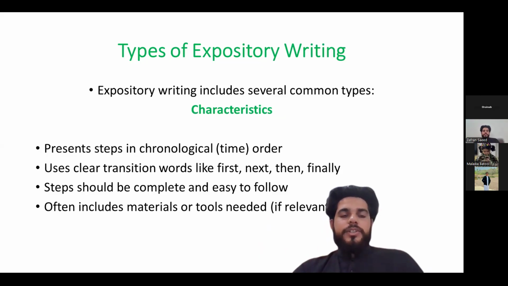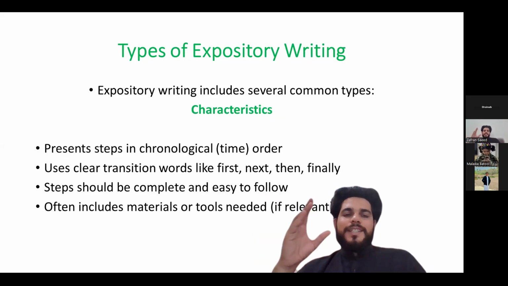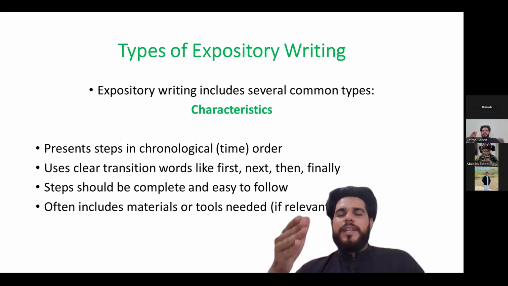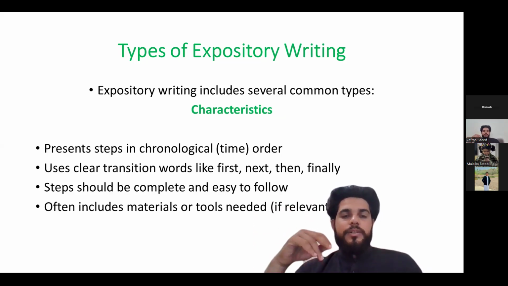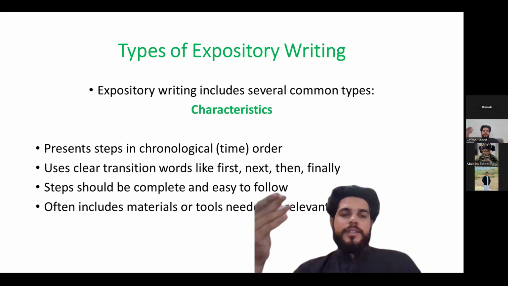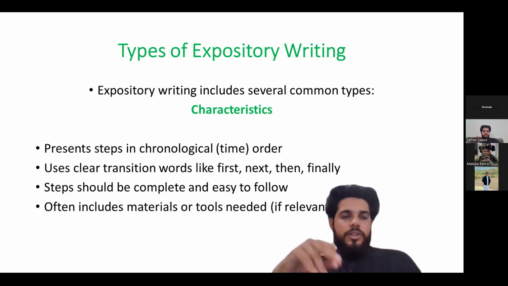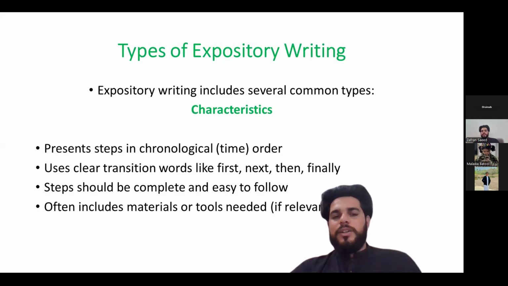Now, as for characteristics, present steps in chronological order. Means firstly, secondly, and so on. Use clear transition words like first, next, then, finally. These should be used inside our paragraph if we are writing a process analysis paragraph. Steps should be complete and easy to follow, and often include materials or tools if needed.